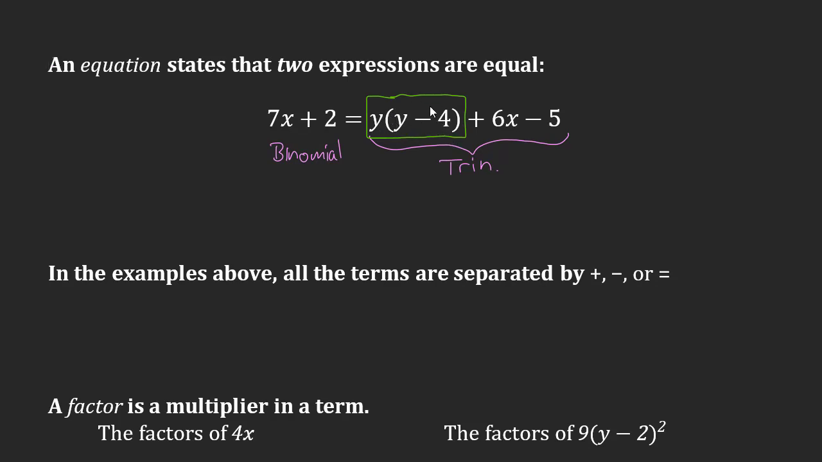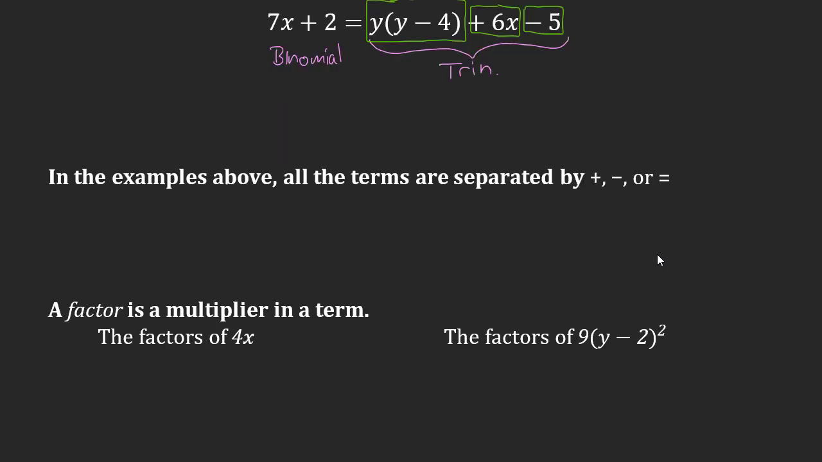We could expand this, and we're going to talk about that in just a little bit, but then we also have a term here, a positive 6x, and then we have a term here, a negative 5, and so this is a trinomial. Now, all of those different terms are usually separated by pluses, minuses, or equal signs. That's very typical. Sometimes you will see them separated by a division sign, but not too often, especially in the work that we're going to be doing.